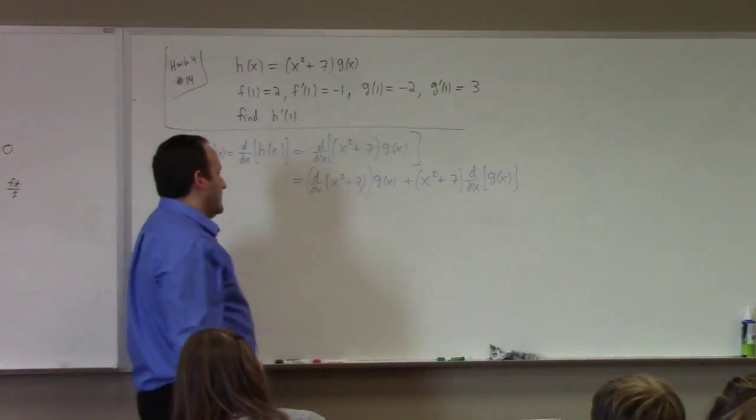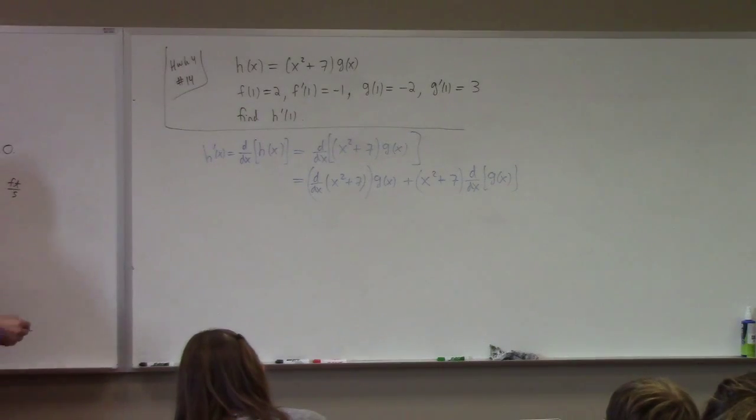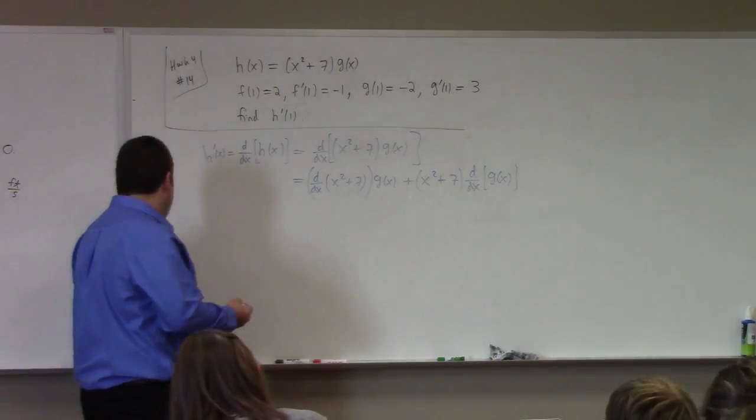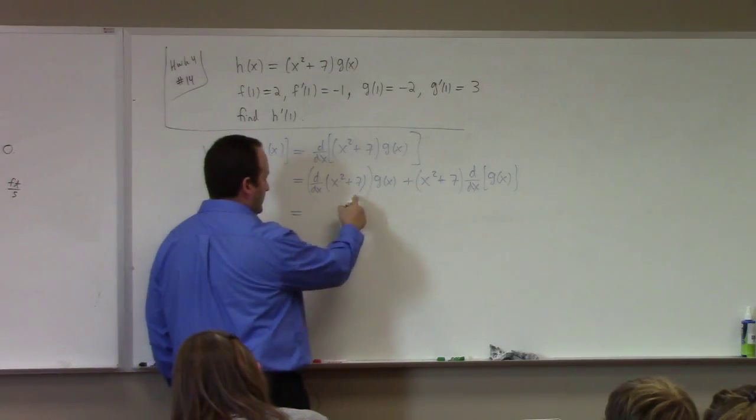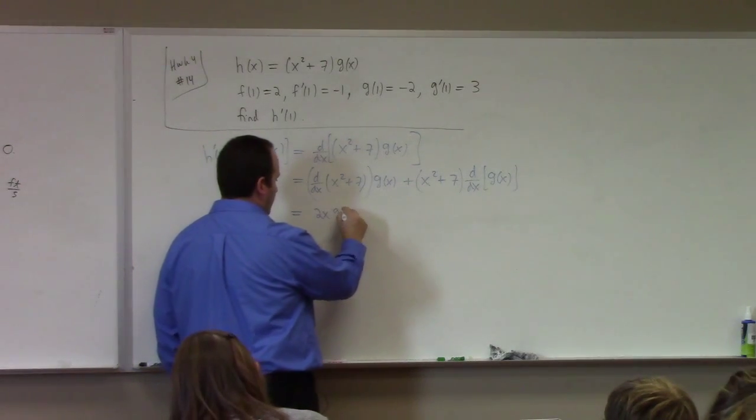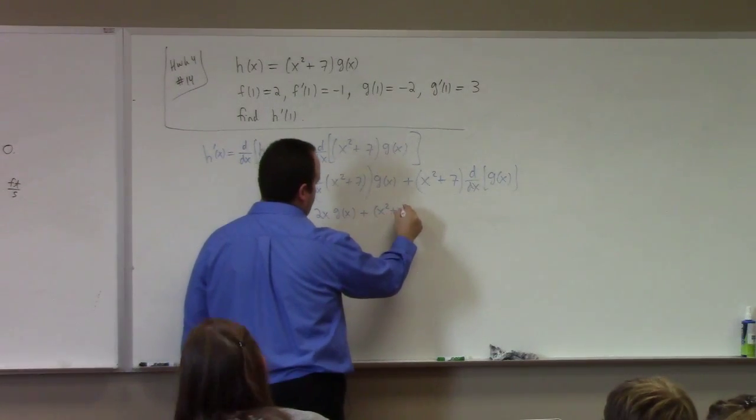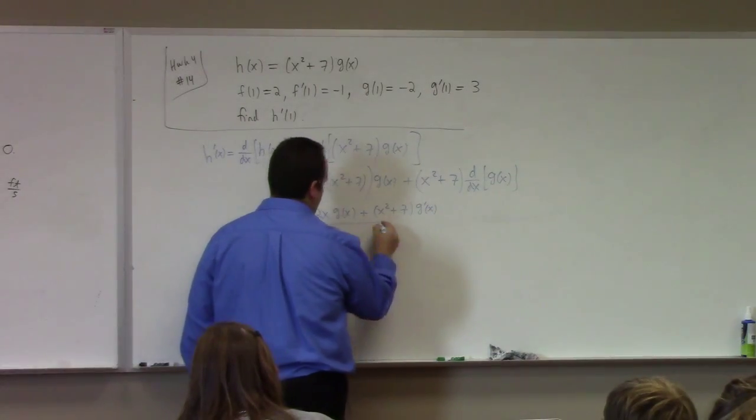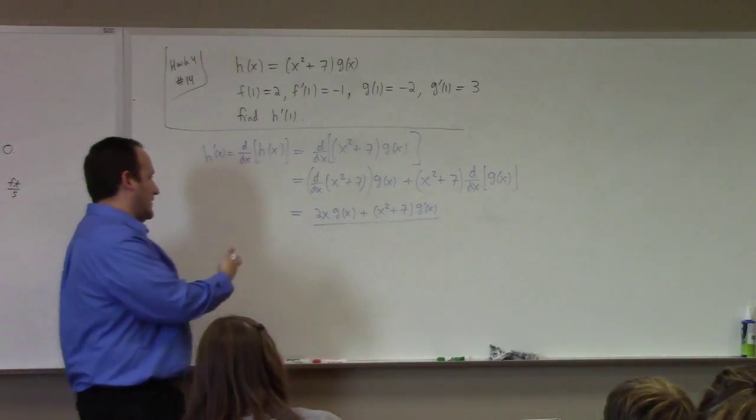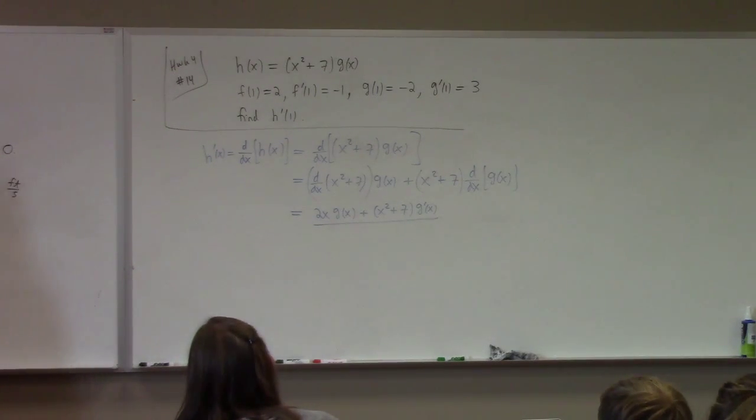And I have to think symbolically here because I don't have a formula for g, right? So I have to be content with an expression such as I'm writing. And of course, this simplifies. This is just 2x g of x plus x squared plus 7 times g prime of x. And there you go. For arbitrary x, that's the best I can do. That's the derivative function for h, right?